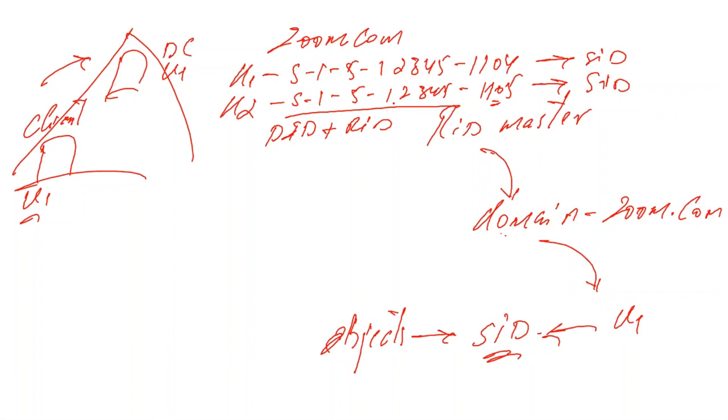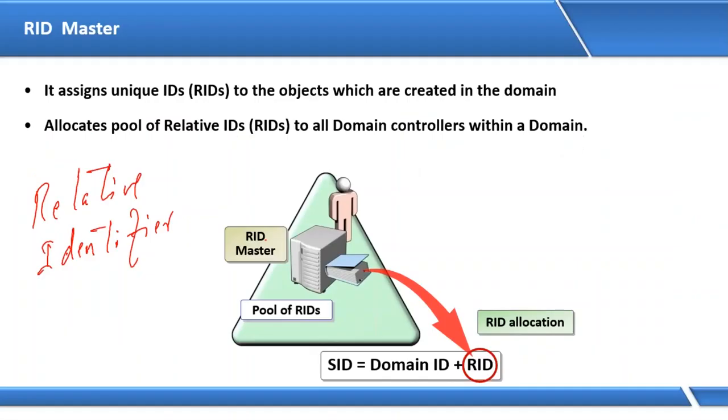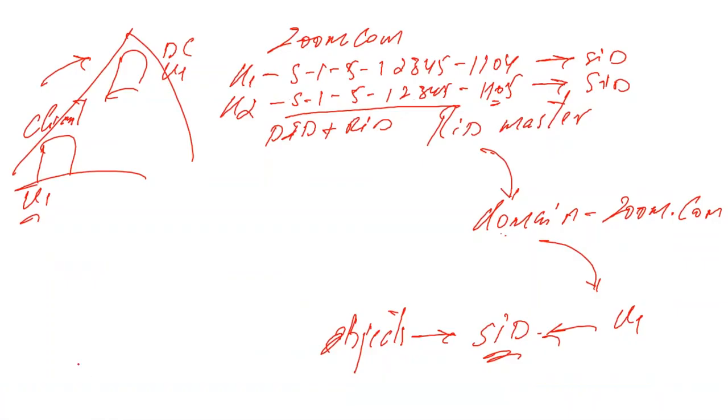So that's why you can see in the slide it is written here, right? It assigns unique IDs, the RID master, to all objects created in the domain, and pools of relative IDs to all domain controllers within the domain. So the RID master is giving the IDs to the domain, and the domain is giving the IDs to our users, and that ID is called what here? Security ID. So SID stands for security ID, DID stands for domain ID, RID stands for relative identifier. So the job of the RID master is distributing the SIDs to our users here.